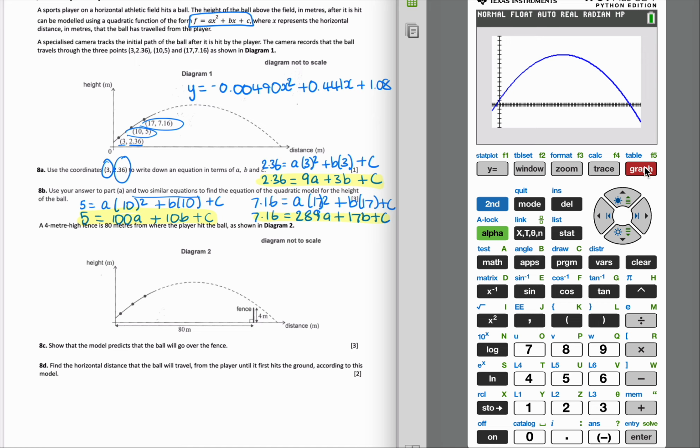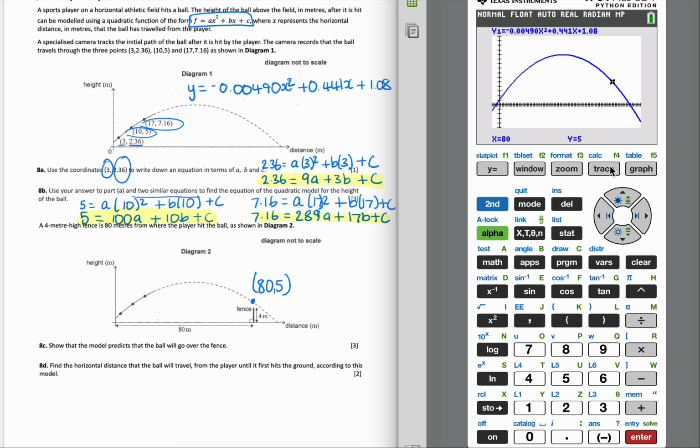Now we can see what's happening a little bit clearer. We want to know what value is the graph at 80. So to do that, we can do second function trace value, and we just say what happens at 80. And we can see there that the y value is 5. Okay, so you can either use your calculator like that to show that it goes through 85, in which case you can then say that since the fence is only 4 meters, it does go over it because it actually goes 1 meter above the fence.